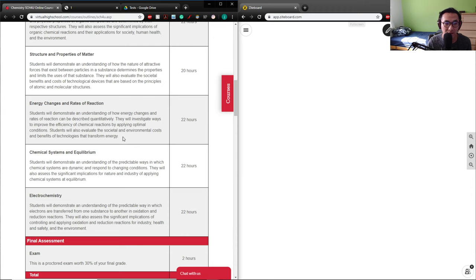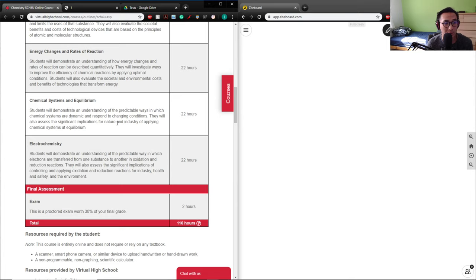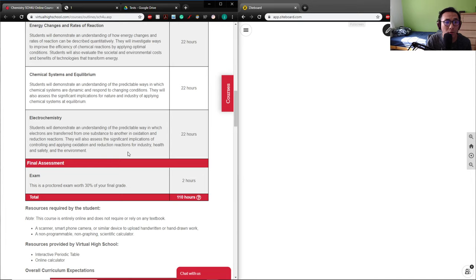Unit four is chemical systems and equilibrium. We're talking specifically about acid-base equilibrium, and how reactions are reversible, so they can go forwards or backwards, and then applying those chemical systems in nature. Our last unit, unit five, is electrochemistry, the concept of redox reactions. We have an anode and a cathode, and how a battery or galvanic cells are created with the loss and gain of electrons on specific metals, and how that plays out in industry and the environment.